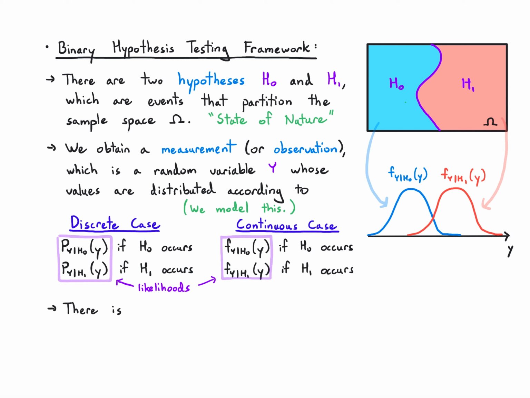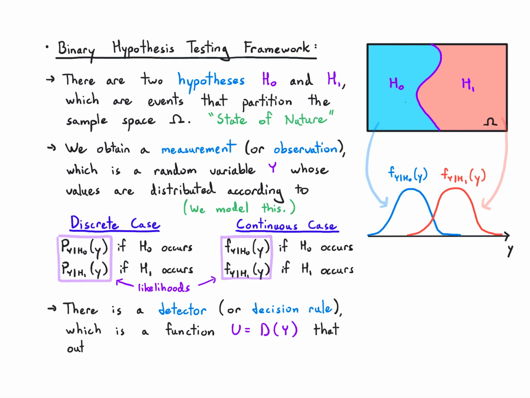I'm going to design a detector, or a decision rule. This decision rule is just a function, called D. It takes in Y, and it outputs 0 if it thinks that H0 occurred, and it outputs 1 if it thinks that H1 occurred. Now here's the problem.